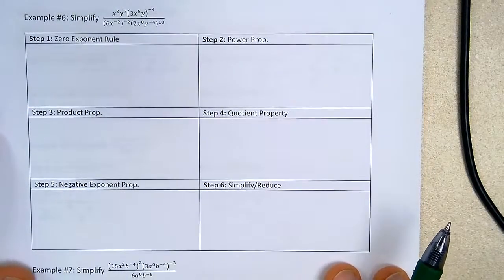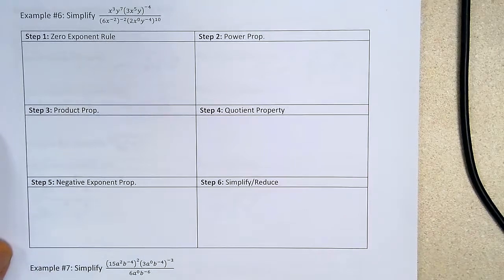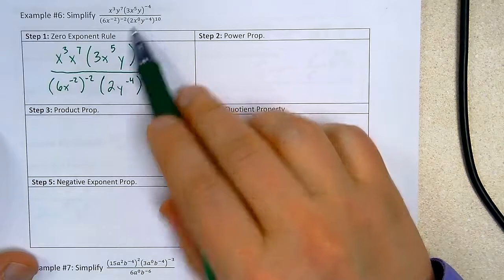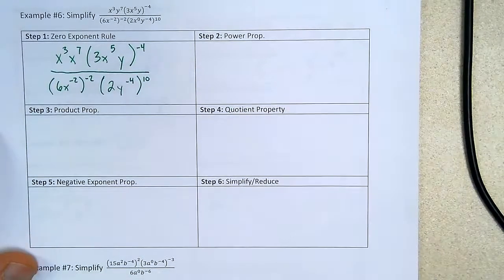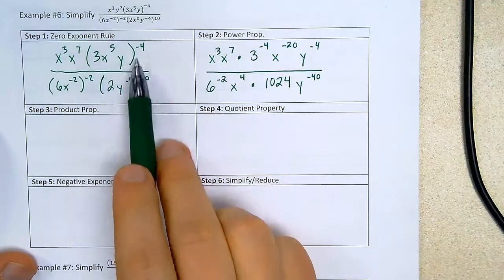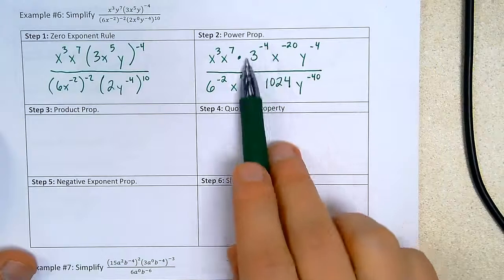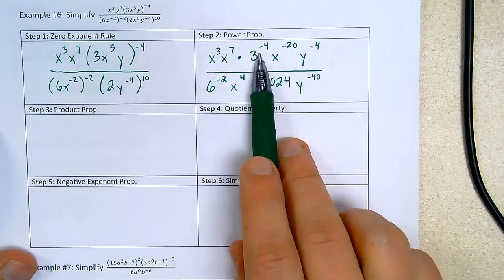So I've got 2 more examples. Let's take a look. That x to the 0 disappeared because x to the 0 is equal to 1. Now we'll use the power property. Distribute the negative 4 into these 3 terms. And negative exponents I like to leave with numbers rather than try to simplify that expression. Negative 2 came in, 6 to the negative 2.